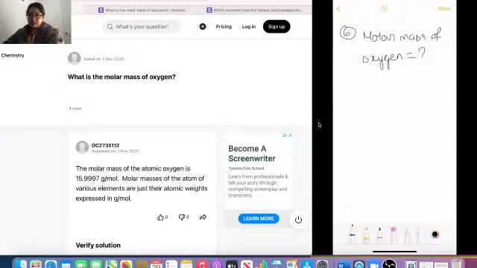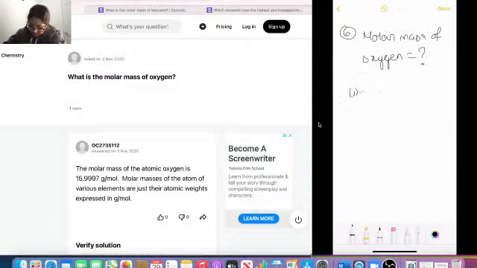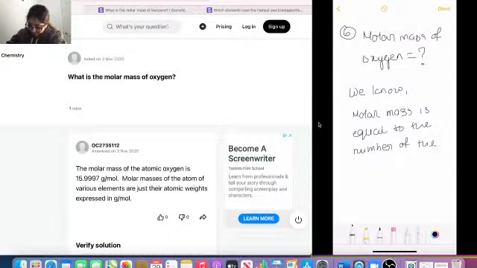Right, this is required. And so to figure out the molar mass, we know, this is a known fact, that molar mass is equal to the number of the atomic mass of that element.